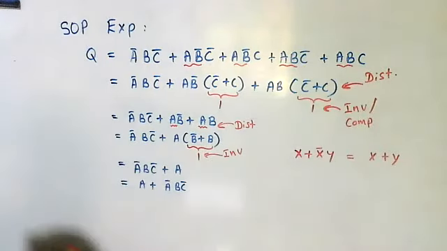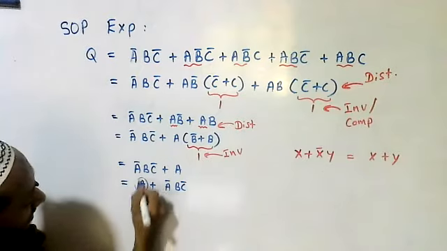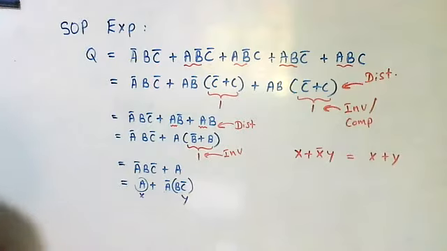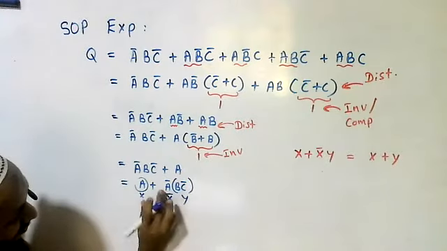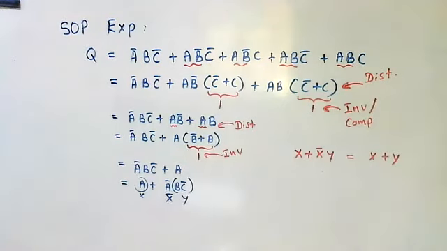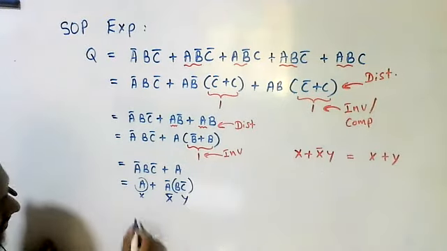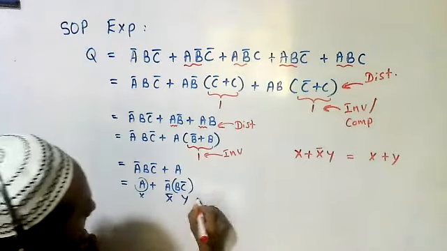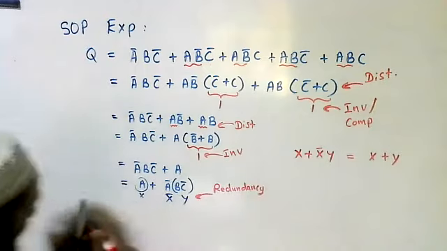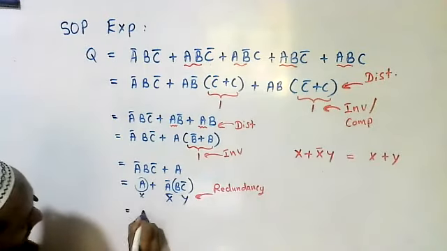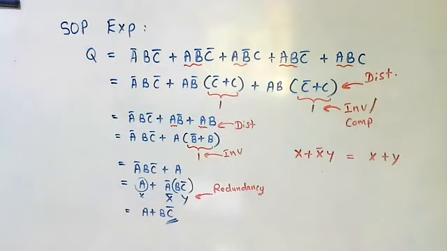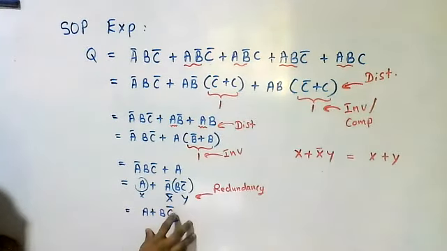Here x means we can consider A as x, here x bar, complete this part we can consider as y. This is the format: x plus x bar y. So we can write the expression like this by using redundancy law. Correct, good. Redundancy law gives the final expression like this: A plus BC bar. That's all. We can't simplify more than this. So this is the most simplified expression.